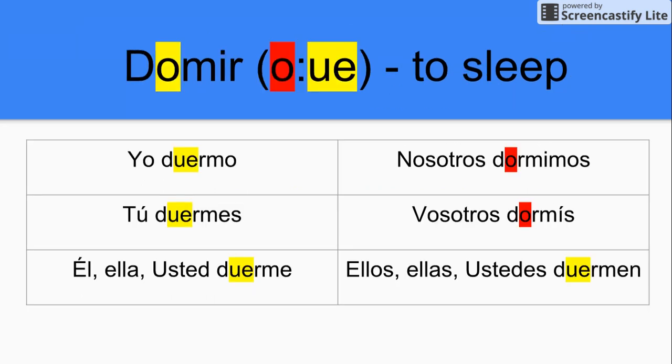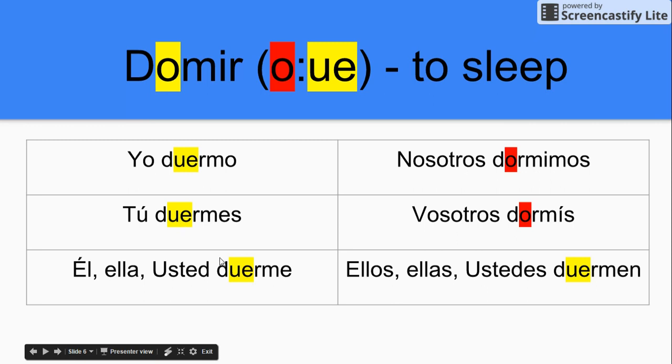So if we look at the verb dormir, here we can see the O of dormir in each of these cases, except for the nosotros and vosotros, has changed to the UE. It's being stressed, so it becomes the UE. Duermo, duermes, duerme, duermen. But the O remains in the nosotros and vosotros. Again, because the word is not being stressed on that particular vowel, so because of that, the vowel does not break apart. In this case, the O is being stressed, so it becomes the UE.